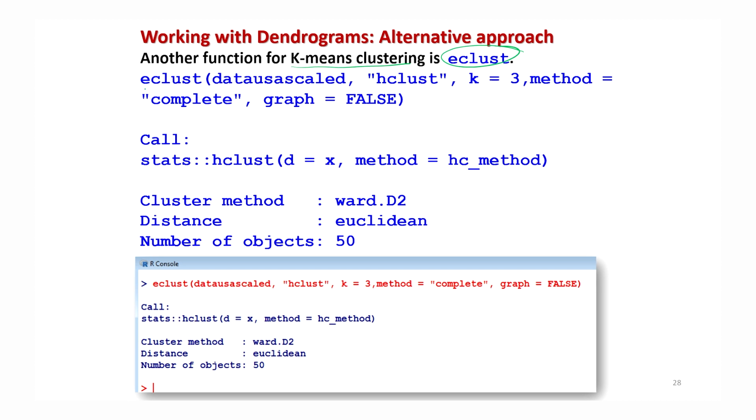For example, if you want to use it on the same data set, which is data USA scale, then the command here is eclust, and then you take whatever is your SCL UST that you have taken earlier. K is equal to 3, method is equal to complete, graph is equal to false, and it will give you this type of outcome, right?